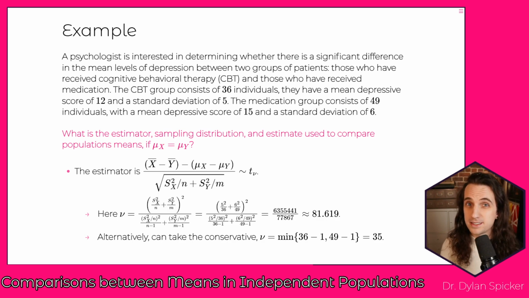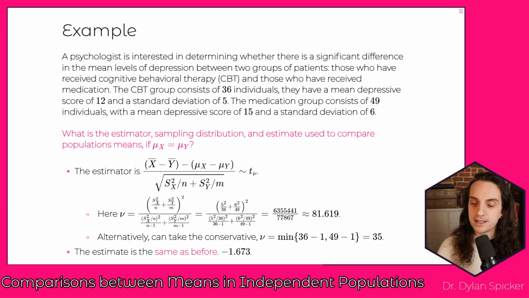If we want the estimate, notice that we're going to be plugging into the exact same formula as what we had before. And so the estimate is going to be the exact same value as well. So if we plug in all of our values into this formula here, then we end up with negative 1.673, just like we had in the previous example.